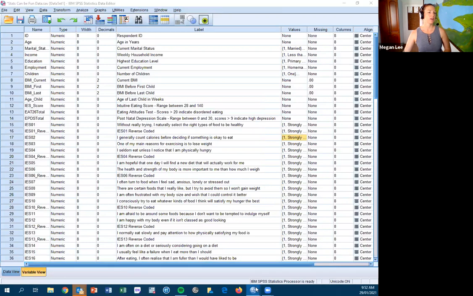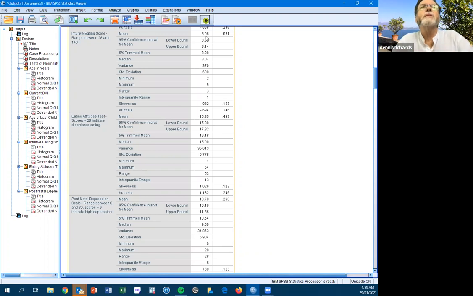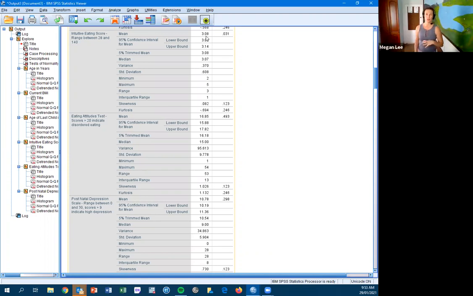So in our output, our mean is around 3.08. Without really knowing too much about the intuitive eating score, that's quite hard to interpret, isn't it? It is, yeah. What does that mean? So what you really need to do is go back to other papers that have used the intuitive eating score and find out what they got, and find out whether ours is very far away or very close to that.